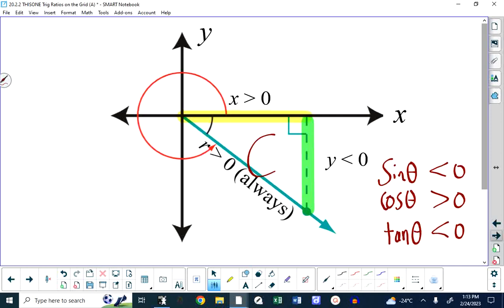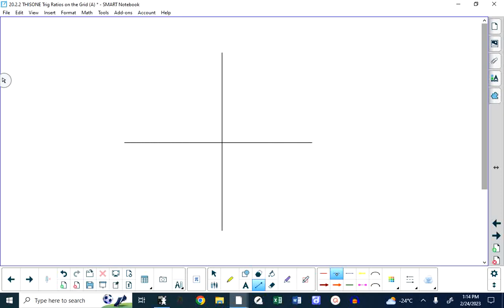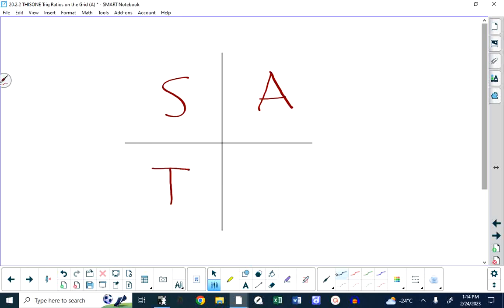So that requires some thought, and I guarantee you when you get to Math 30, you will think it through and you will not do what I'm about to show you. But we said in quadrant 1, they are all positive. And in quadrant 2, only sine was positive. And in quadrant 3, only tangent is positive. And in quadrant 4, only cosine is positive.